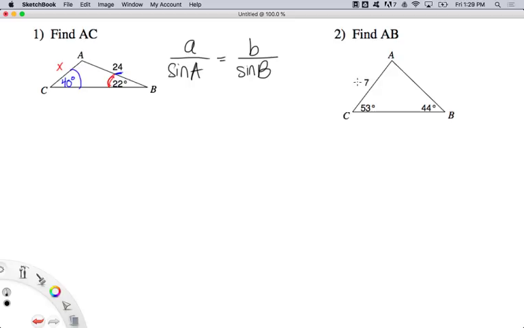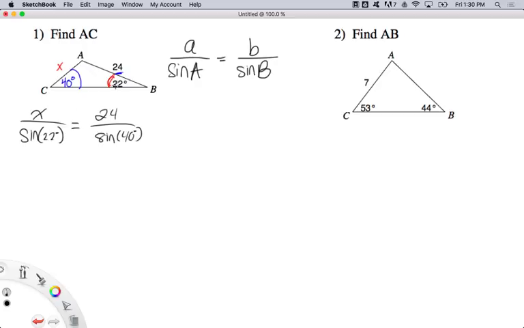First one here is law of sines. It's just side over sine equals side over sine. Okay? How do I apply that in this case? I do x over the sine of 22 equals 24 over the sine of 40.